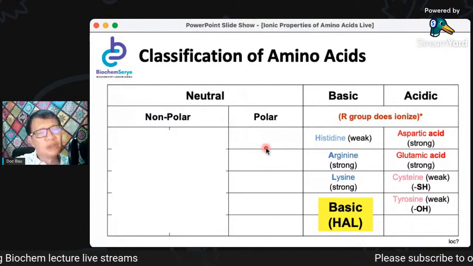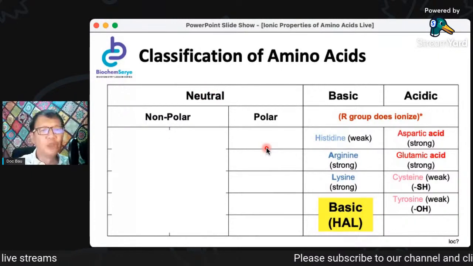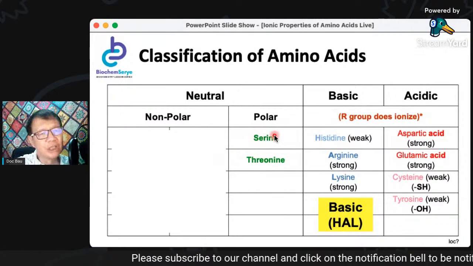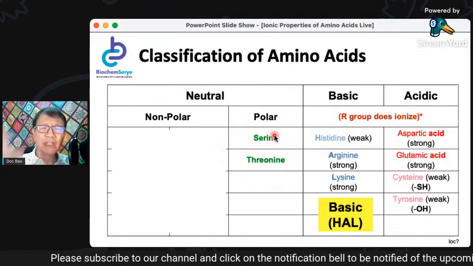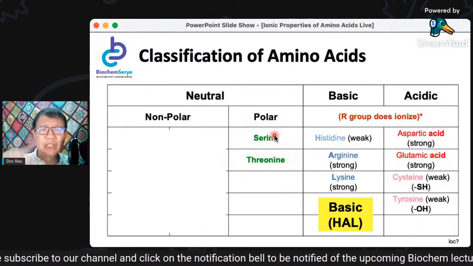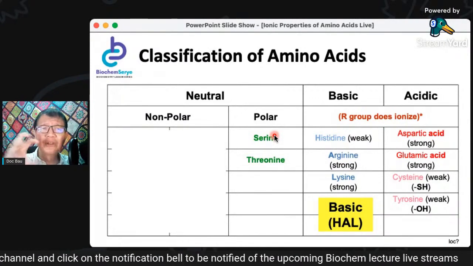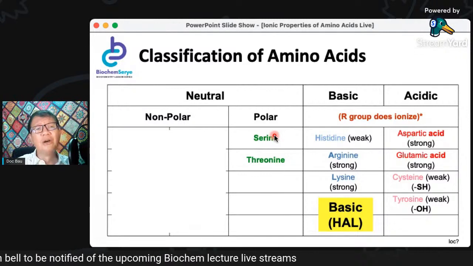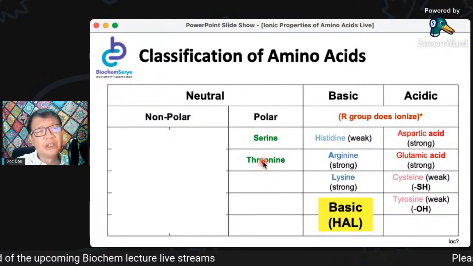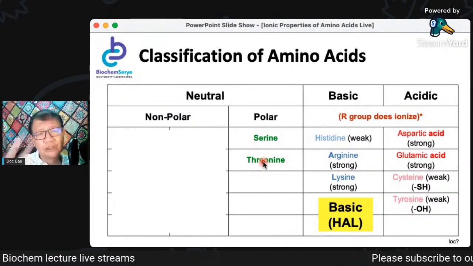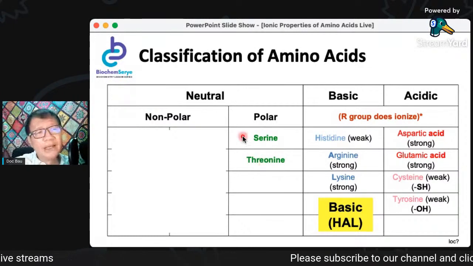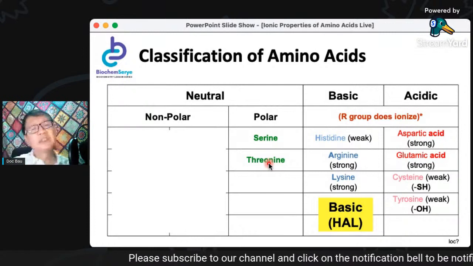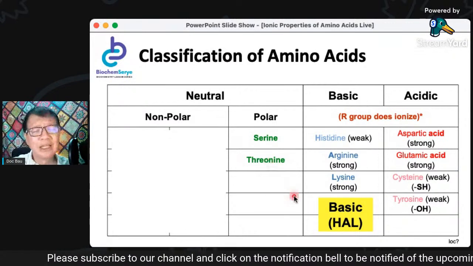For the polar neutral amino acids, you have only four. Your two hydroxylated: serine and threonine. Hydroxylated, you have your OH group. Oxygen is highly electronegative, so hydrogen can participate in hydrogen bond formation. For both serine and threonine, we don't have time to look into the structure, you just go back. Aside from that, your nitrogen is also highly electronegative.